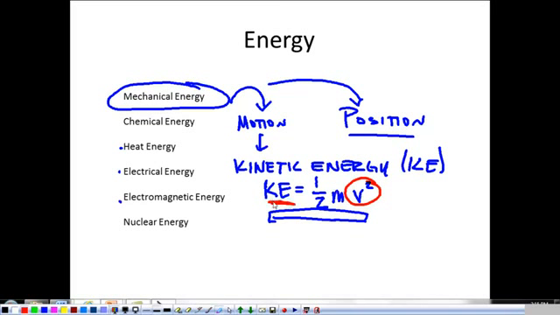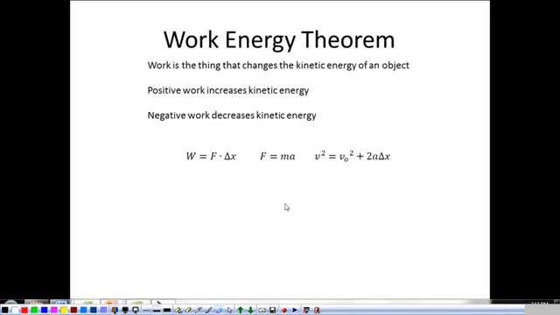Okay, so kinetic energy is the energy of motion. Change the motion, we change the kinetic energy a lot. That's kind of what we're into now. The work energy theorem says that work is the thing that can change the kinetic energy of an object. Okay, so positive work, that's our force in the direction of motion, increases kinetic energy. Negative work decreases kinetic energy. And that's great because we said that this increased speed and that this decreased speed.